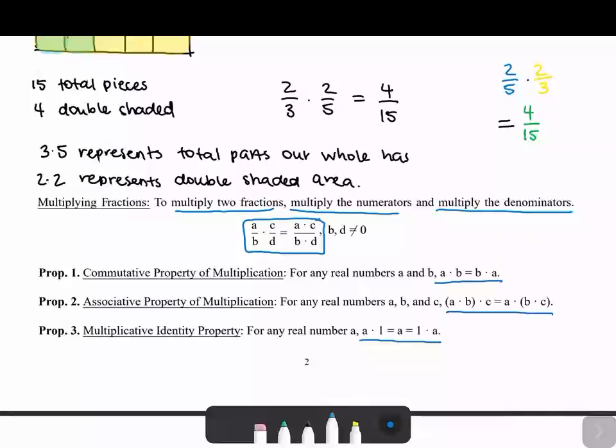And in the next video, we're going to talk about a new property and then use these properties to solve some problems. So that's all for this video.